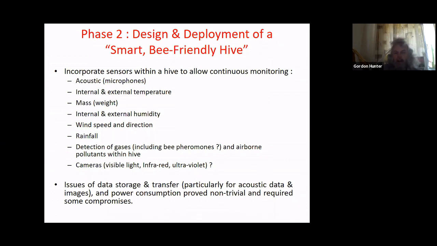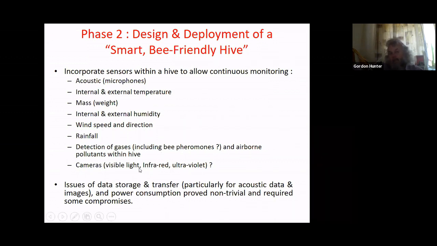We also put some gas sensors in, or at least one type of gas sensor in. Ideally, we'd like to be able to detect the natural pheromones that bees produce, because that might be indicative of whether they're healthy or stressed. And also things like airborne pollutants, like vehicle fumes and so on. Are they having a detrimental effect on the bees?